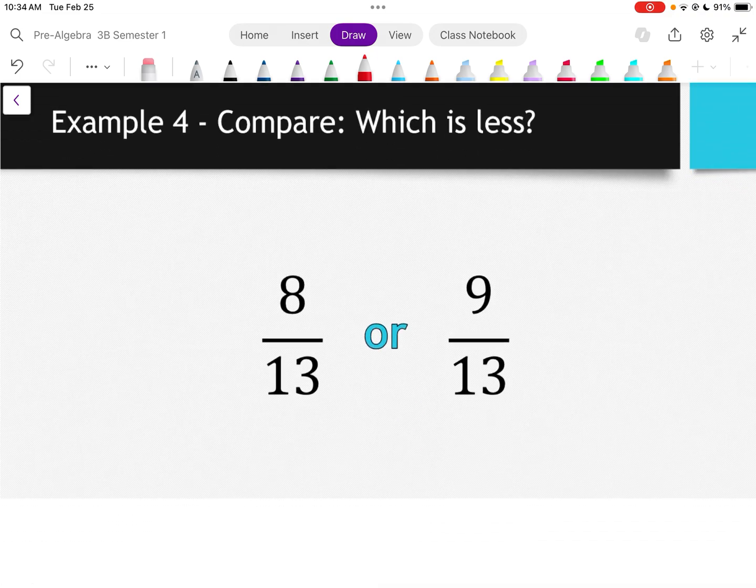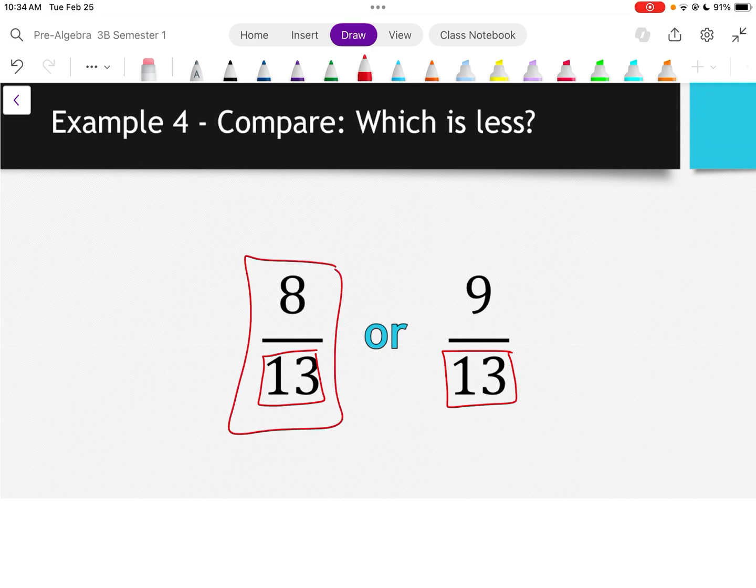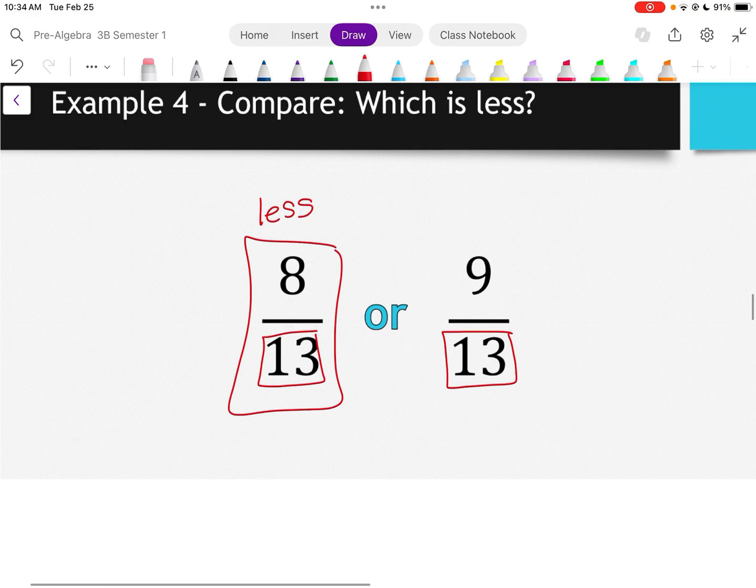Then example 4, compare which is less. Again, these are both split into the same number of parts. So whichever one has the smaller value on top or the fewer number of parts shaded is going to be our smaller number. So in this one, 8 out of 13 is less.